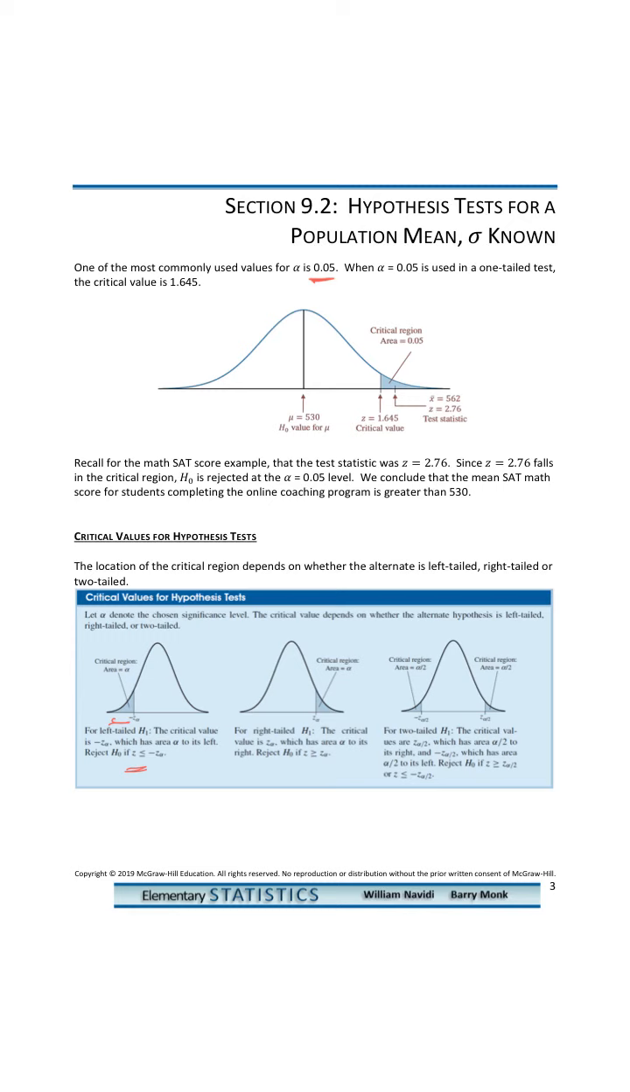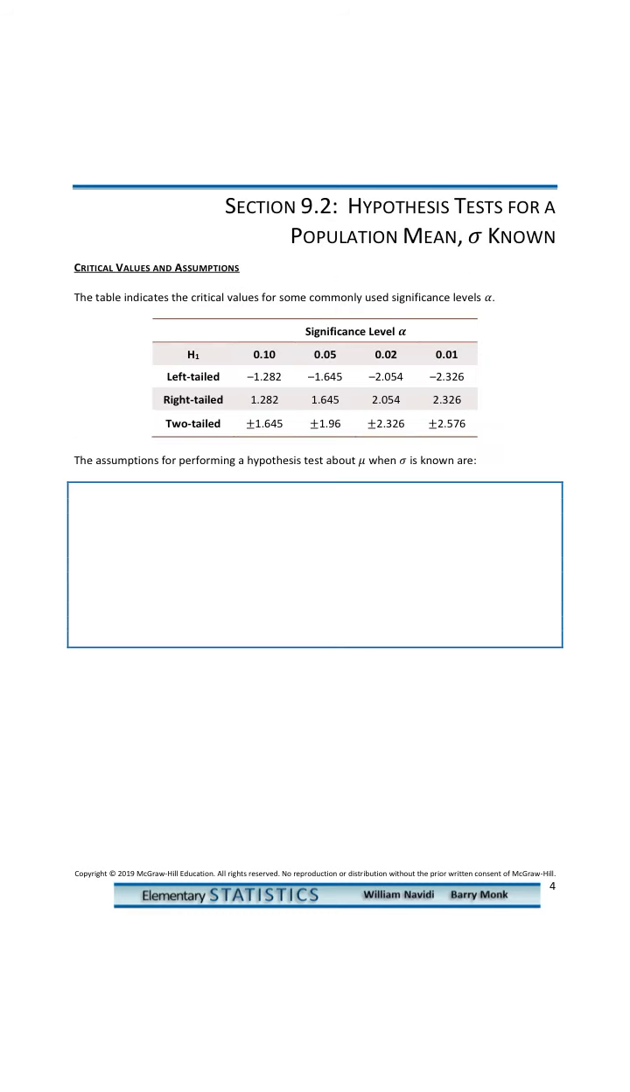In the left-tailed hypothesis test, if the test statistic is less than the critical value, then we reject the null hypothesis. In the right-tailed hypothesis test, if the test statistic is greater than the critical value, then we reject the null hypothesis. For two-tailed, there will be two critical values, right? It is easier if I always mark the critical values, then shade the region. If the test statistic falls within this region, then I reject the null hypothesis. The table indicates the critical values of some commonly used significance levels alpha.